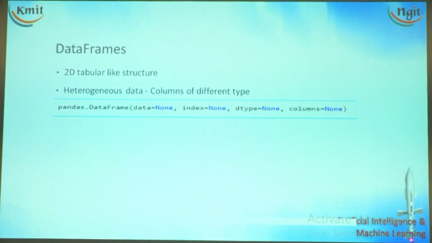What is the difference in the syntax here? With respect to series, you have got columns as well. And the name here is DataFrame. When you are doing it, make sure D and F are capital, otherwise it gives you an error. Data, index, data type and a new one which is column. Next. Please create this. What did I do? Try to do this.